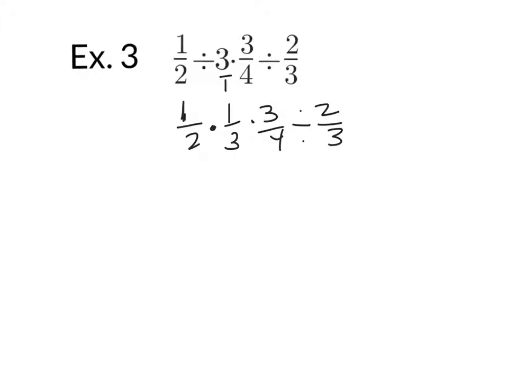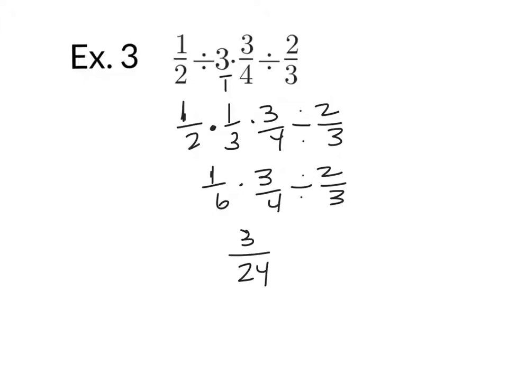So now, how do we decide what to do next? We just go from left to right. So let's do the leftmost operation first. So that would be 1/2 times 1/3, which gives us 1/6. And then times 3/4 divided by 2/3. Now we keep moving from left to right, so let's do the next leftmost operation, which is 1/6 times 3/4. So that would give us 3 over 24.